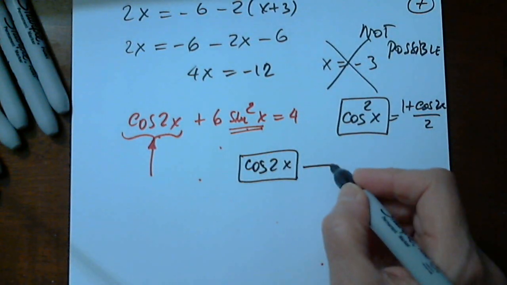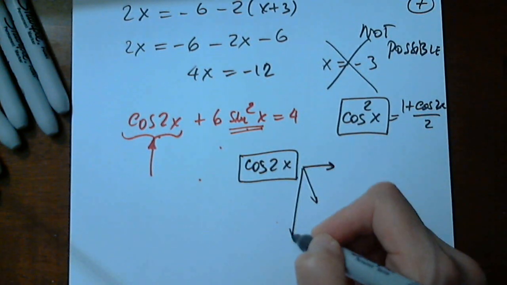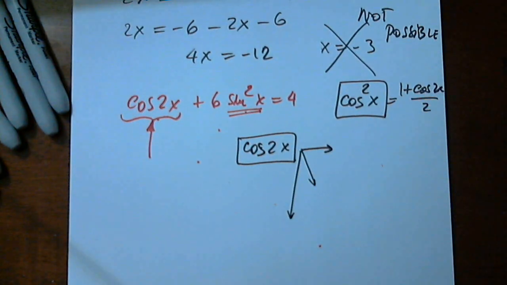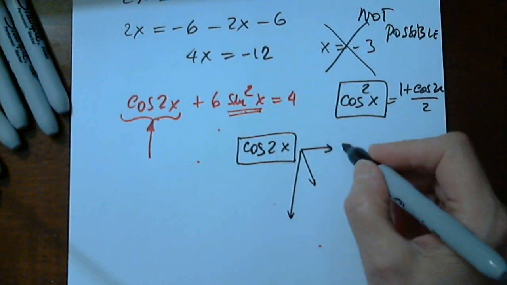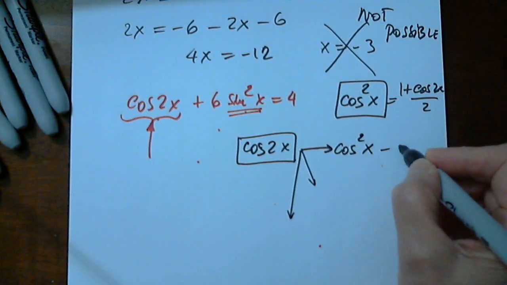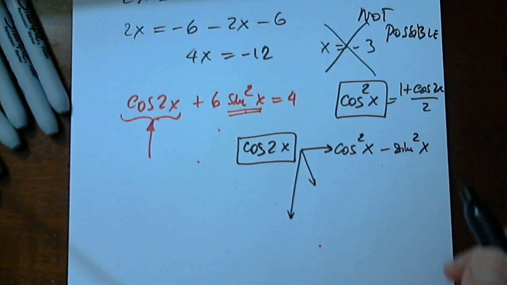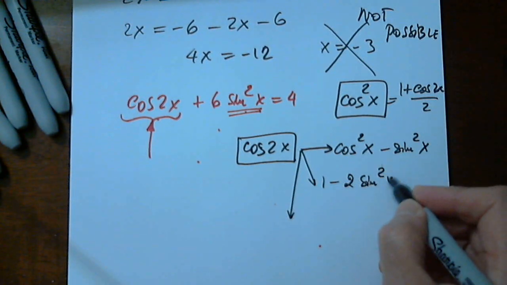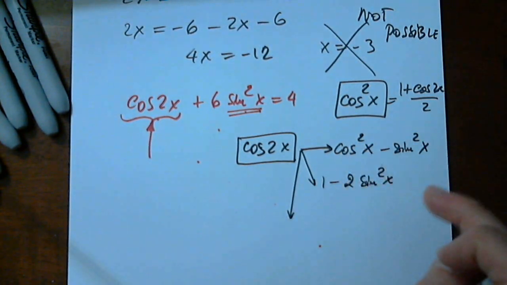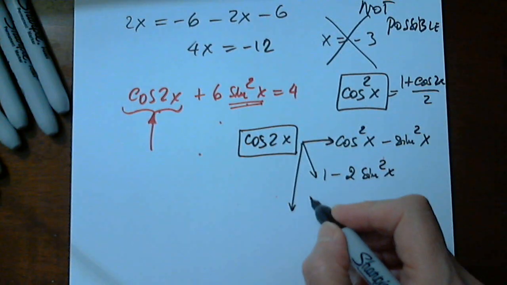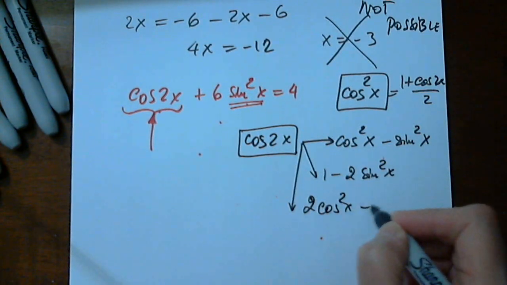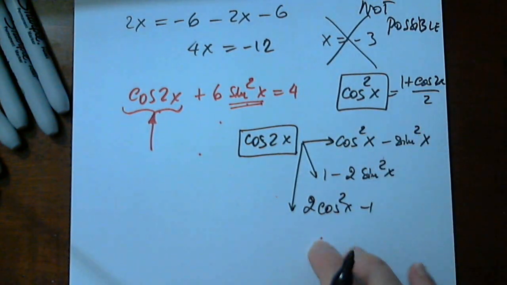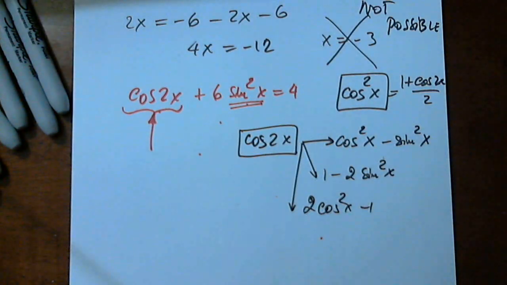So cosine 2x has three different identities. Well, they're not that different. They are basically the same thing. The first one is cosine squared x minus sine squared x. The next one is 1 minus 2 sine squared x, when you change this into sine. And when you change this into cosine, you get 2 cosine squared x minus 1. Only one of these I need in this situation.